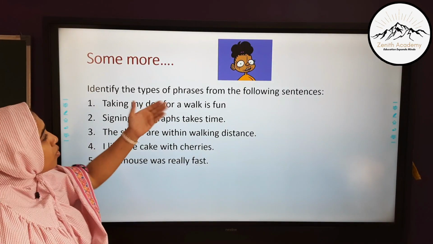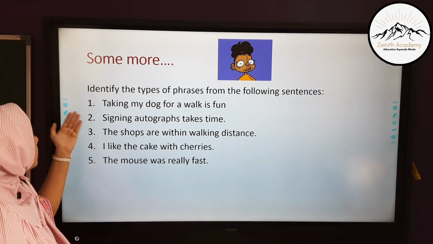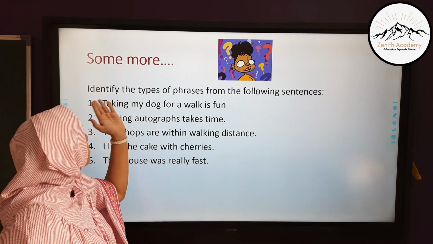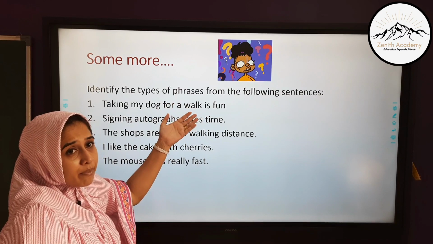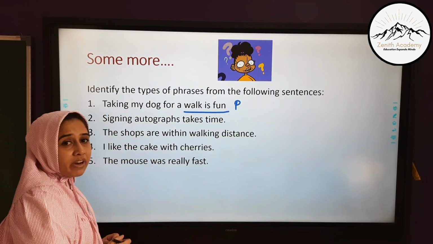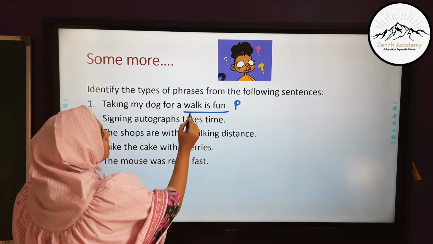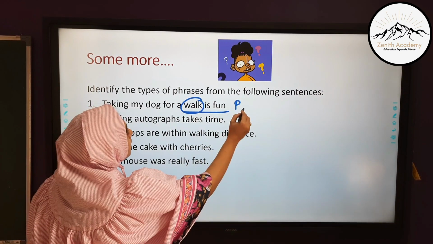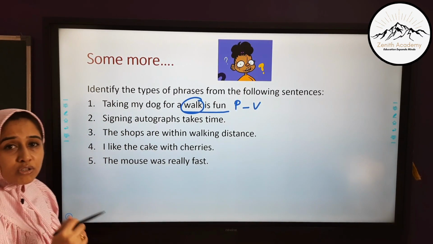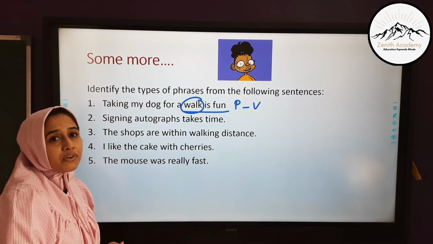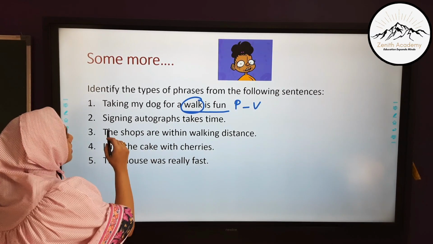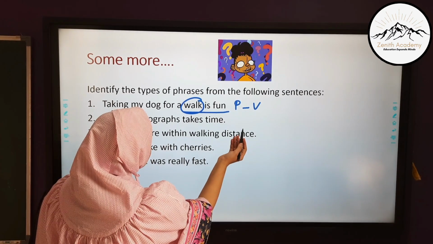So let's see some more examples. Taking my dog for a walk is fun. Since we have to identify only the type of phrase, taking my dog for a walk is the phrase. Which type of phrase is it? Can you identify? Yes, because walk is a verb, it becomes a verb phrase. Now in this sentence there is also a clause, but let's not concentrate on it because we are identifying only the types of phrases.